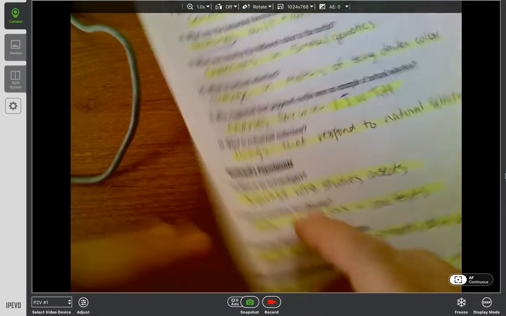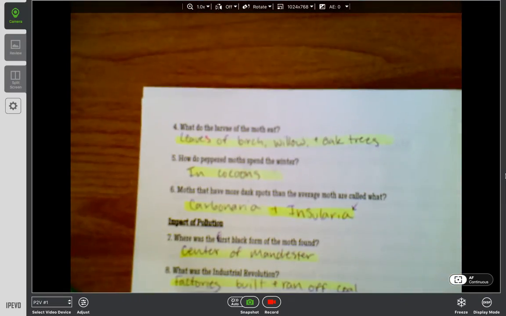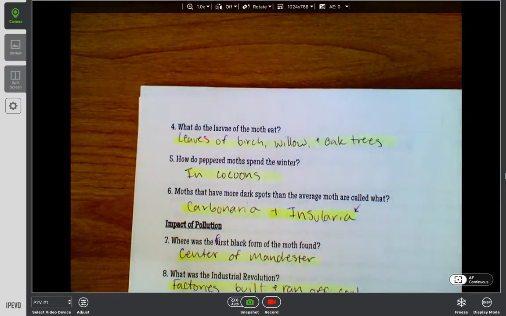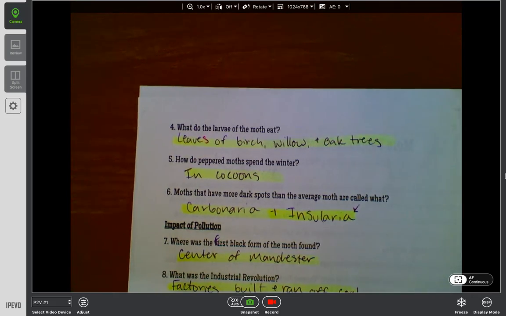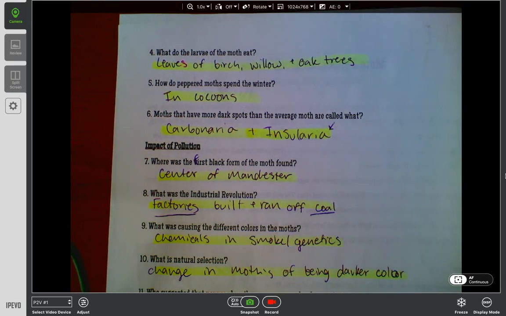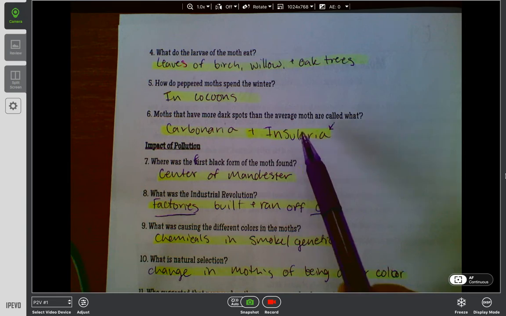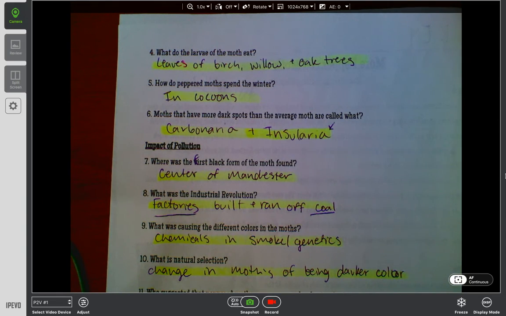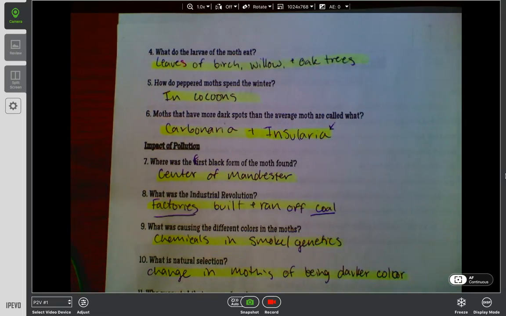Okay. Number 4, what do the larvae of the moth eat? They eat the leaves of birch, willow, and oak trees. How do peppered moths spend the winter? They're in cocoons. Moths that have more dark spots than the average moth are called carbonaria or insularia. I believe this is the most correct answer. That's the one that people get the most of, but it does also mention the other one.